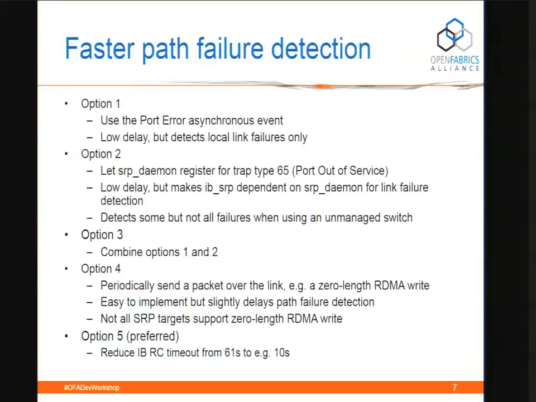And the fifth option is actually what I would prefer. That's to reduce the InfiniBand timeout. Today, the SRP initiator uses a timeout of 61 seconds before it reports a broken link. The easiest way to detect a broken link more quickly is to reduce the RC timeout. A proposal is to reduce it to 10 seconds. That should be sufficient to survive short periods of congestion or sporadic packet drops.